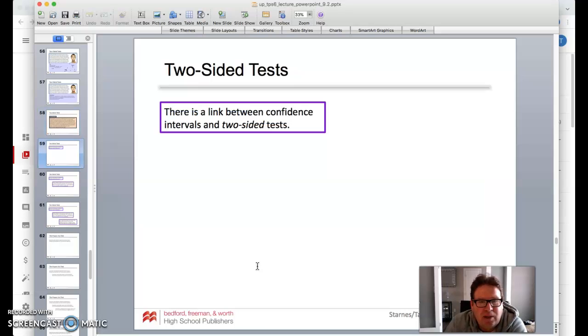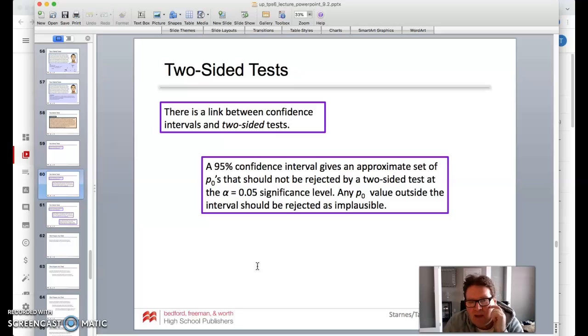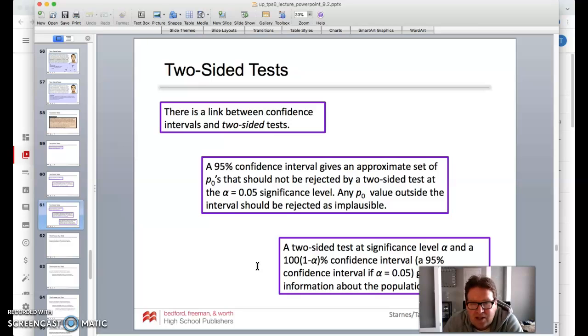All right, now there's a link between confidence intervals and two-sided tests. A 95% confidence interval gives an approximate set of p-naught values that should not be rejected by a two-sided test at the 5% significance level. Any p-naught value outside the interval should be rejected as implausible. It's kind of interesting: a two-sided test at significance level alpha and a confidence interval with confidence level 100 times 1 minus alpha. In other words, a 95% confidence interval and a significance level of 0.05 give similar information about the population parameter.